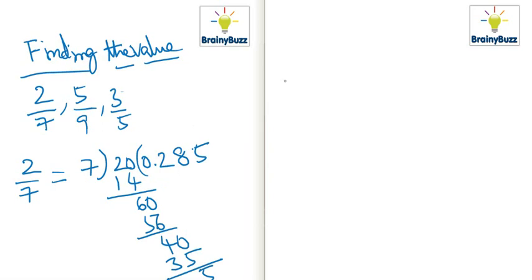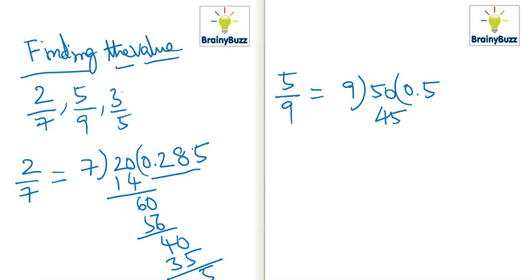Next one, 5 by 9. 9 into 5, 0 point, it is 0. 5 9s are 45. 5, and 0 again. 5 9s are 45. And it is recurring, 0.55 bar. So 5 by 9 value is 0.55. And last one, 3 by 5 value.